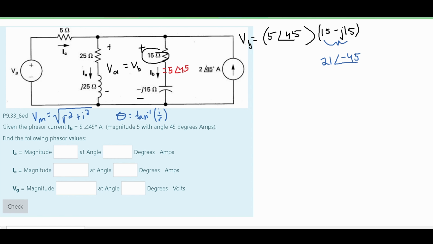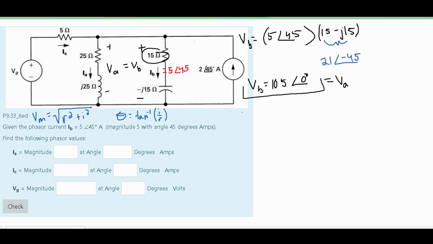Now, if we look in the notes, under extra notes, that's also linked below in the description, we are going to multiply our constants together, so we'll have 5 times 21. And this is going to give us that our V of B is equal to approximately 105. Now we're adding these two angles together, so we're going to get 0 degrees here. This is our V of B in phasor form. Now V of B is equal to V of A, so we're going to write this here.